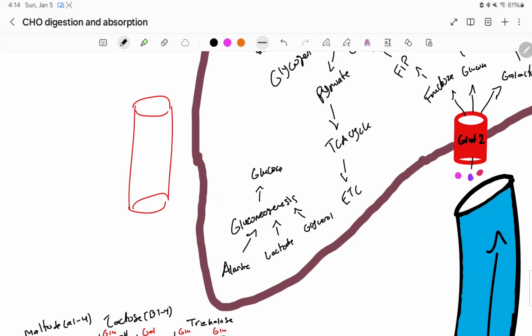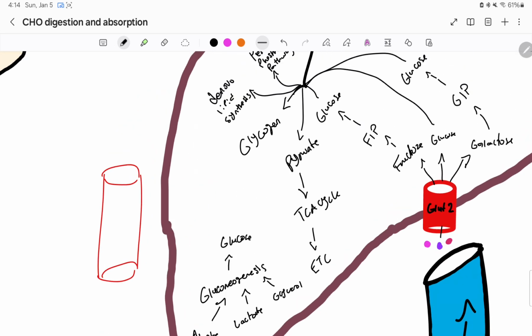Now the liver takes the glucose that it makes from gluconeogenesis and stores it as glycogen. Then whenever it wants to maintain blood glucose levels, it breaks down that glycogen and puts the glucose out into the blood to maintain normal blood glucose concentrations, which is at 5 millimoles per liter.